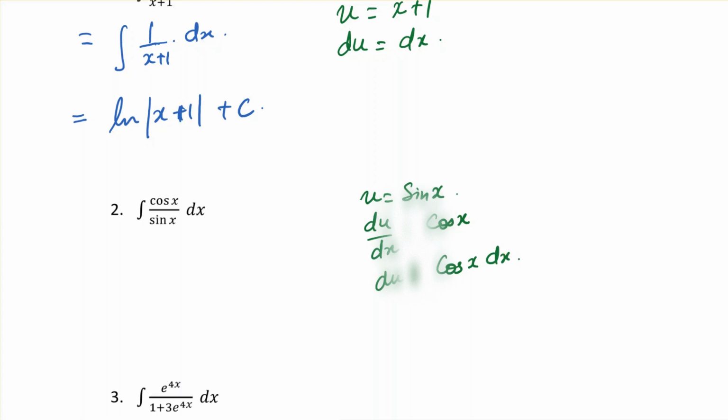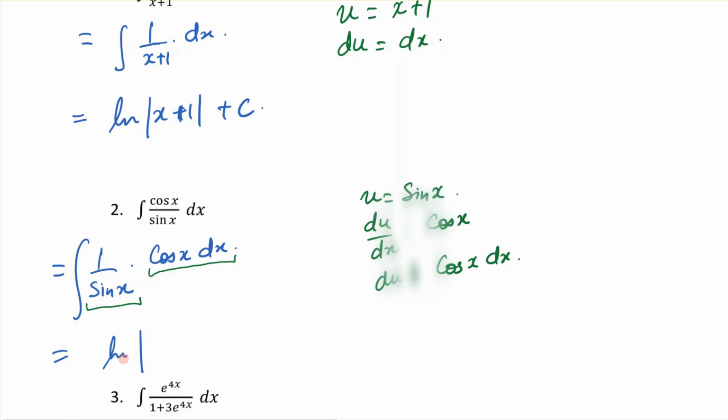In this one, we again identify that we have 1 over sine x in the denominator, and this is multiplied by cosine x dx. So we have the reciprocal of a function, and we have the differential of the function. When we have this form, the integral is ln of the absolute value of the function plus c.